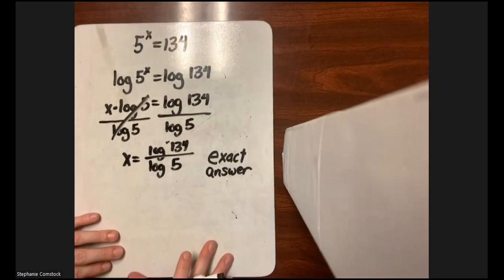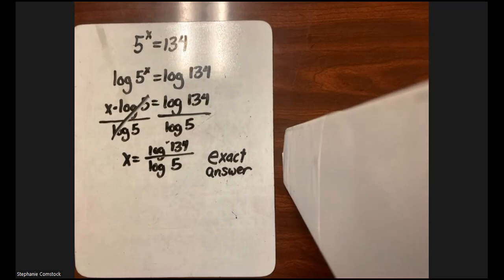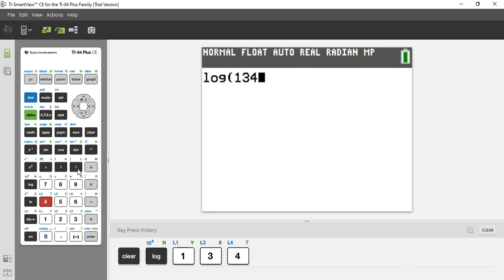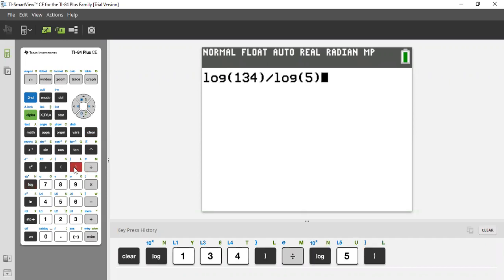Now, if you were asked to do a decimal approximation, that is going to be where you actually pull that onto a calculator. So if I pull up my graphing calculator here, I can do log of 134. Remember that you do need to close that set of parentheses. And then I'm going to divide by log 5. And again, I'm going to close that set of parentheses. And so I get that x is 3.043. I'm going to round at 2.